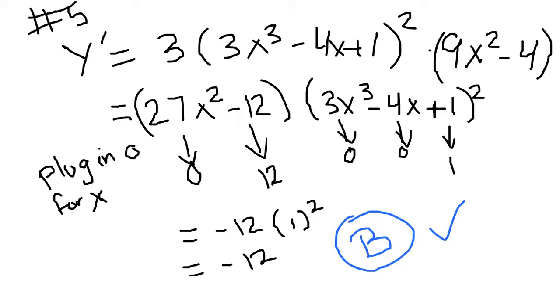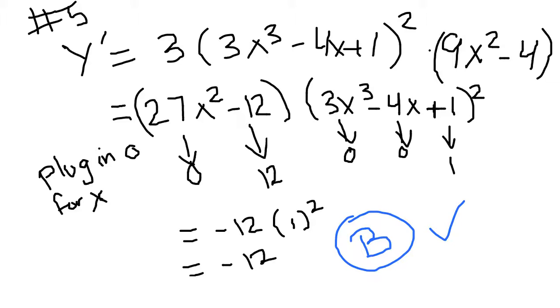The 27x squared just comes from multiplying the 3. Since all of that whole first term is multiplied together, I'm distributing the 3 into the 9x squared minus 4 part, and that's why I get 27x squared minus 12, because that's 3 times 9 and 3 times negative 4. Alright, and then that 3x cubed minus 4x plus 1, all of that squared, that's just still hanging out.